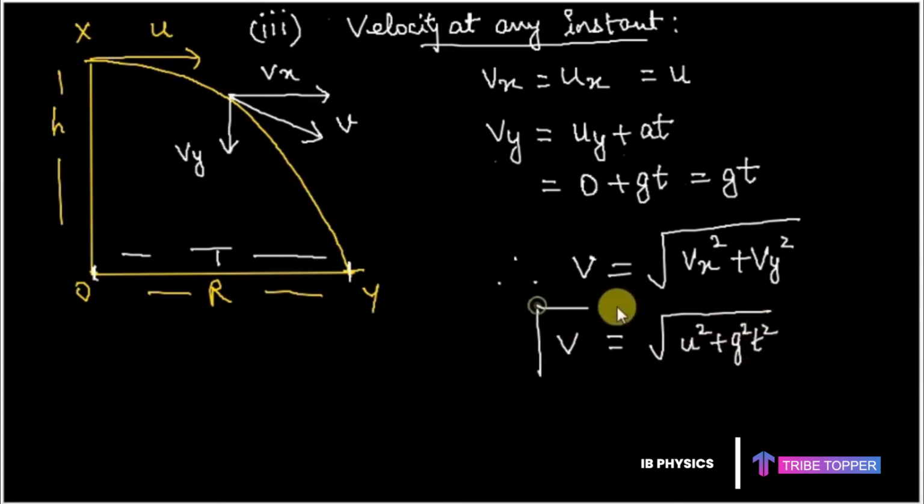So I hope you've understood completely about the projectiles which are given a horizontal projection. So when you throw something from the top, giving it an initial velocity only along the horizontal, that is a horizontal projectile. And we found out the time of flight, horizontal range, and velocity at any instant for this.